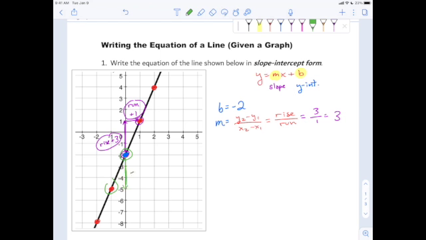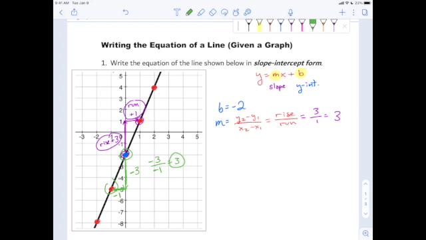Now going down is a rise of negative because you're losing. So that's down 3. That's a negative 3. And you have to go to the left. And going to the left is going in the negative direction. And so that's a run of negative 1. And so my rise would be negative 3 over negative 1. And a negative divided by a negative is still a positive 3. So either way, that slope is positive 3.